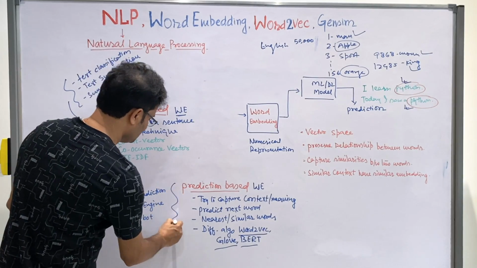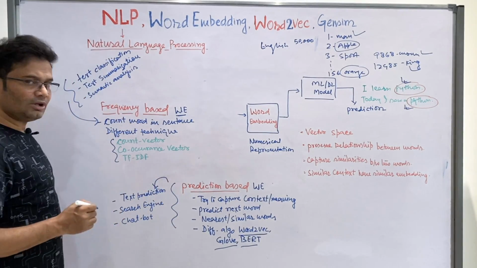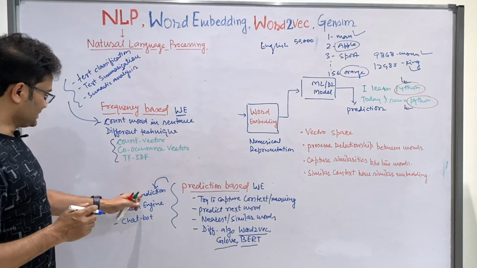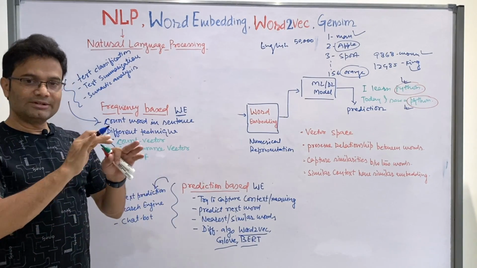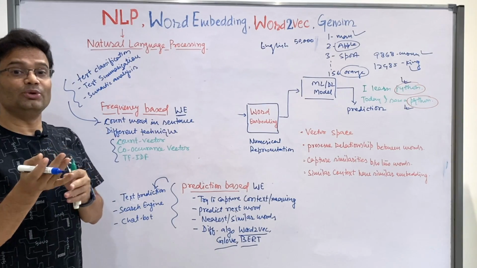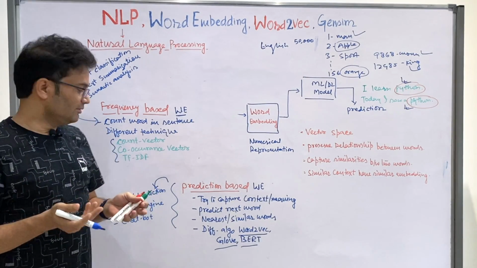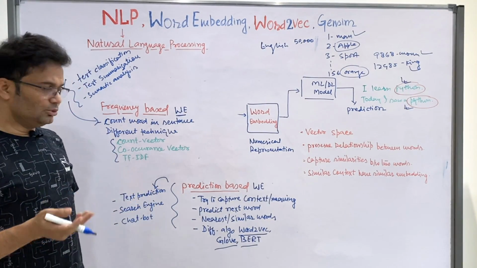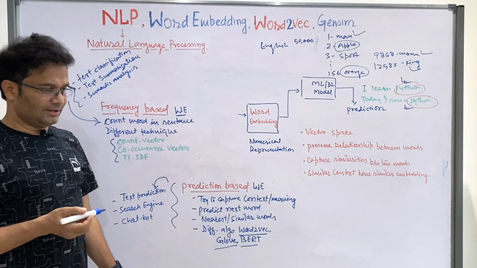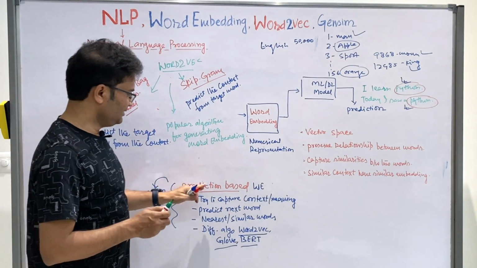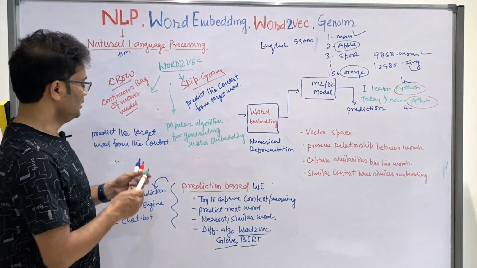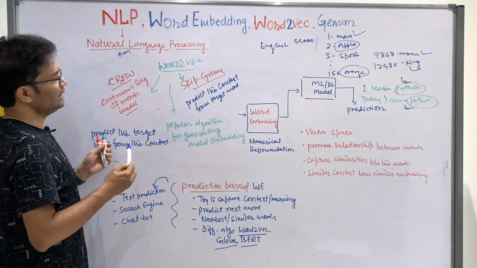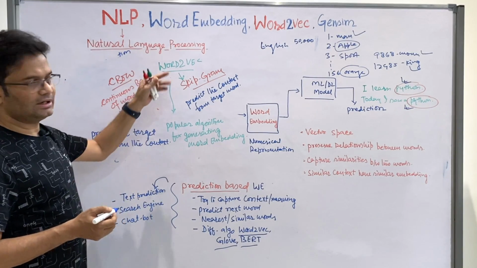And these are the use cases for prediction-based word embedding: text prediction, search engine. So if you search in Google, if you give some sentence, they can find out in which context you're asking something, right? So search engines use prediction-based word embedding. In prediction-based word embedding, we have different algorithms, like Word2Vec, and they have different models inside Word2Vec.